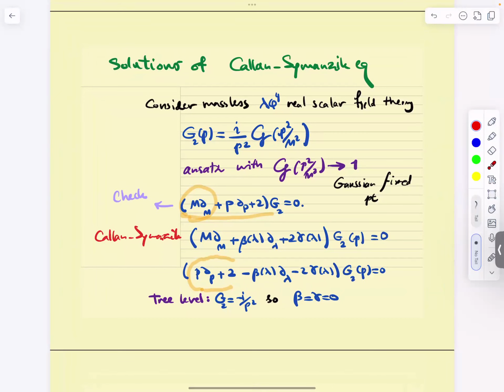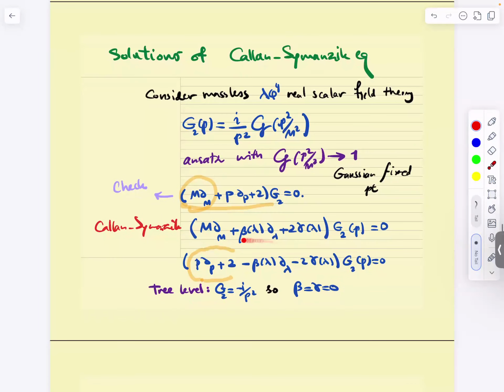Let's start with the simplest thing possible. We have a lambda phi 4 massless scalar field theory, and we're going to look at the Callan-Symanzik equation for the 2-point function. So what is Callan-Symanzik for the 2-point function? It is this equation.